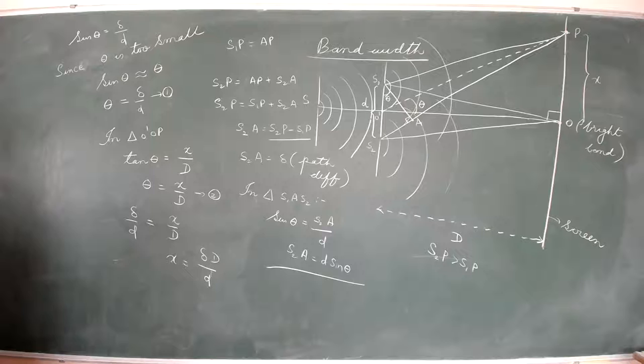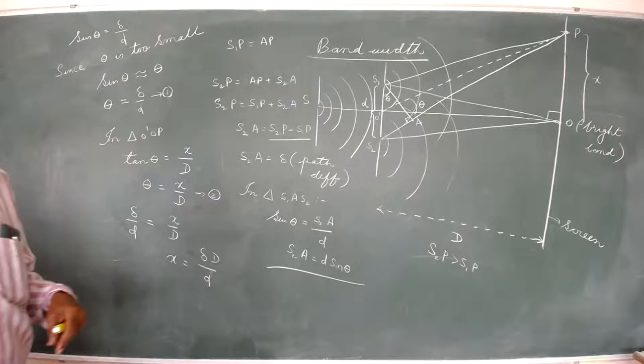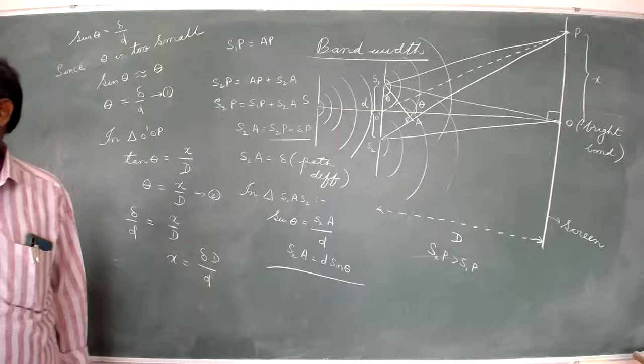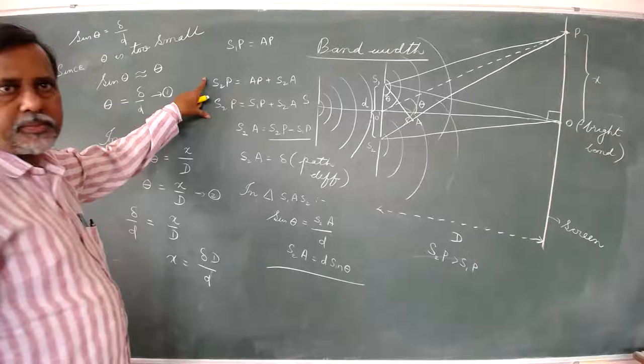Yes, over. Yes. X is equal to lambda capital D by small d. Right? Now, if at all you want to have a bright band formation, that completely depends upon the path difference, delta. Right? Can I erase this part?